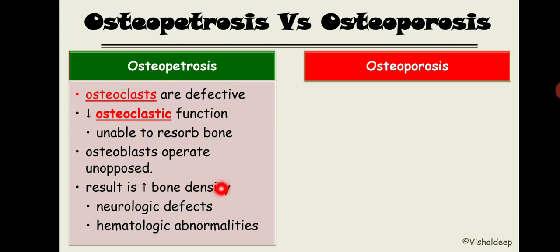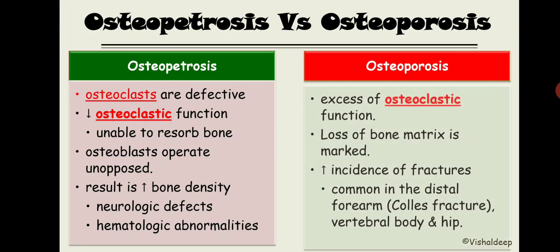Once the bone density increases, it will narrow down the foramina, so neurological deformities will happen, and it will also decrease the space for bone marrow, so hematological abnormalities will also be seen, right? So in osteopetrosis there is a defect in osteoclast. Now what will happen in osteoporosis? Osteoporosis is exactly the opposite.